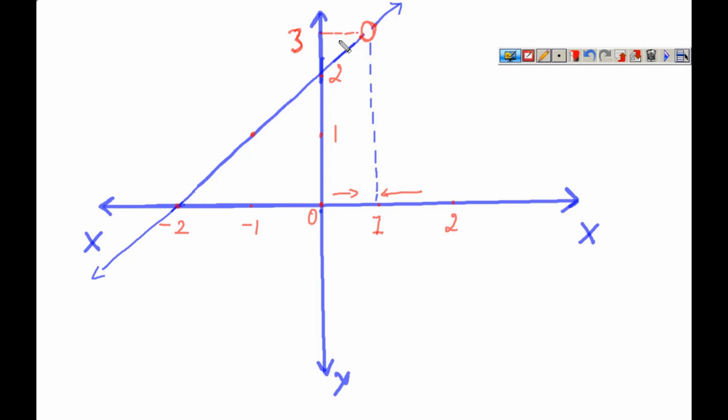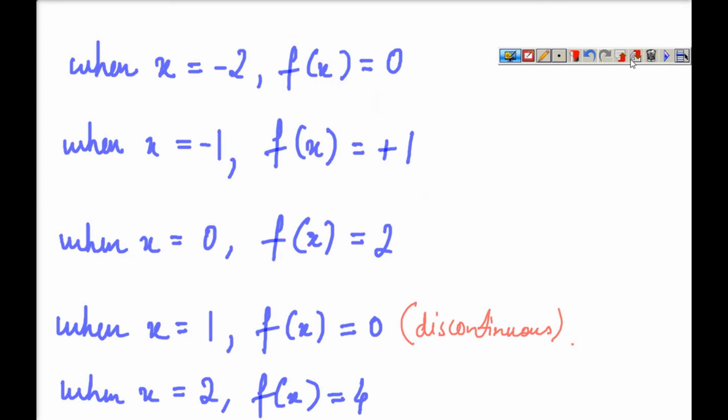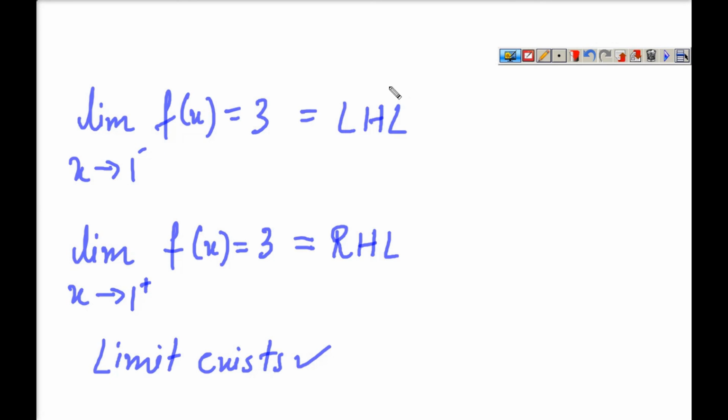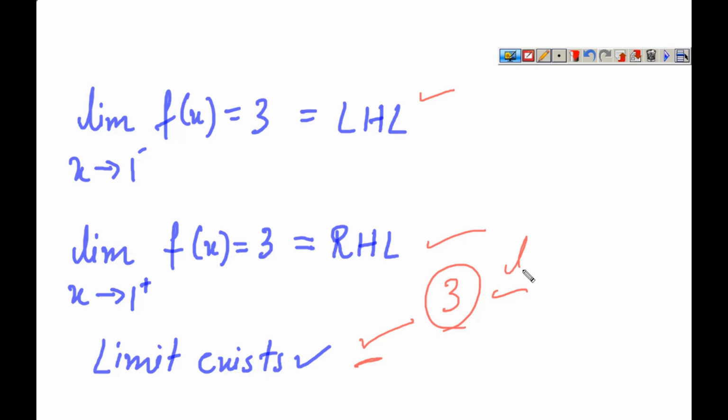Similarly, the expected value of the function will be 3 either way, whether I'm coming from this side or the right hand side. When x is approaching 1 and is less than 1, the expected value of the function will be 3. And when x is greater than 1 and is approaching 1, the expected value is still 3. So the left hand and right hand limits are the same. So the limit exists for this function. And what is the limit? The limit is 3.